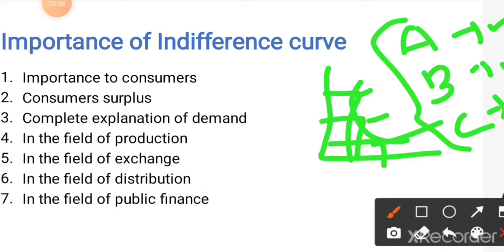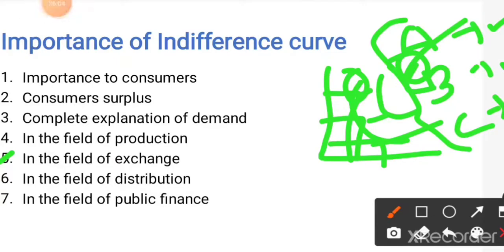Fine. So the next importance is in the field of exchange. Exchange is also helping the businessman, students, in deciding what kind of resources he exchanges with others. If any indifference curve is above this, he can exchange these goods with these things, because here he will be getting more satisfaction. Next one is in the field of distribution.